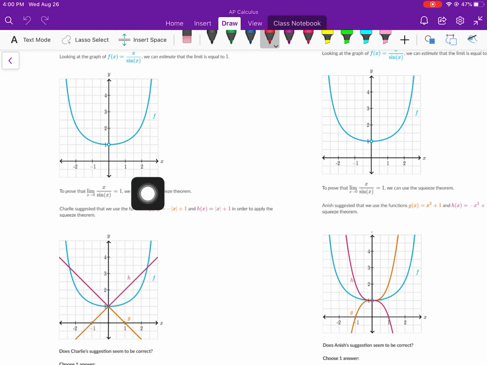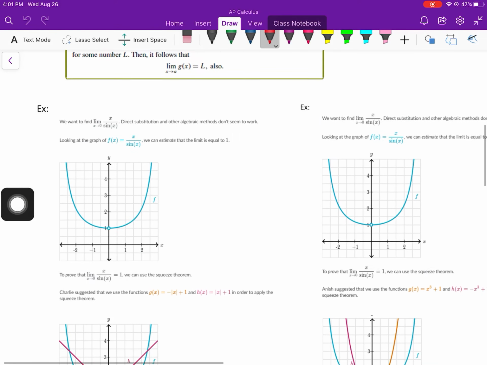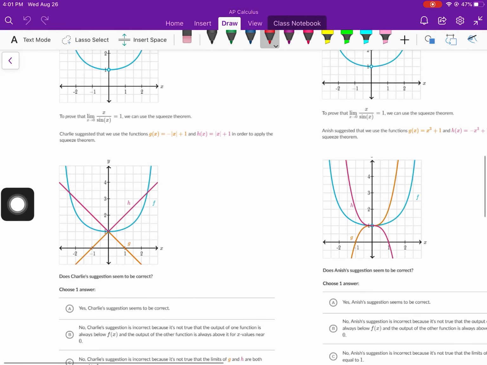So they want to prove that this limit equals 1. Charlie suggests to use negative absolute value of x plus 1 and absolute value of x plus 1 in order to apply the squeeze theorem. So once again, we're just judging what other people are doing for the squeeze theorem. We don't have to actually come up with the functions. That's kind of the cool part when you do have to come up with the functions, but it takes a lot of thinking because you're probably thinking, how did Charlie even come up with that? Once again, they're going to come up with it for us. We're just going to figure out, hey, is one of them greater, is one less than, and are they approaching that same limit? We're basically seeing if this applies to it.